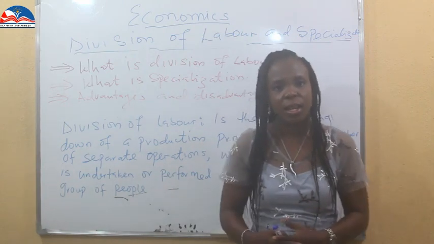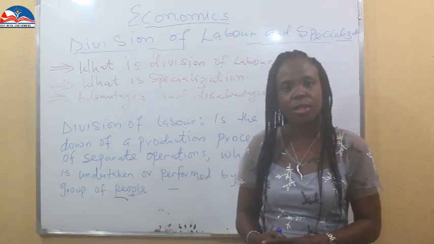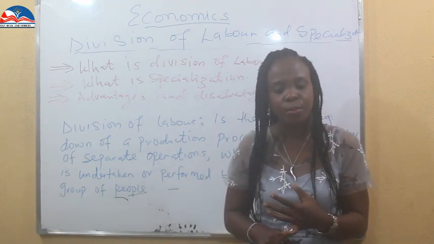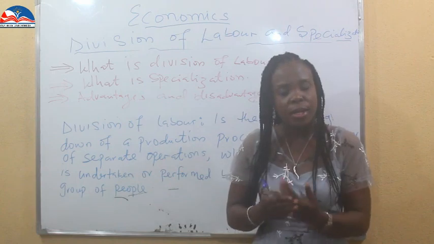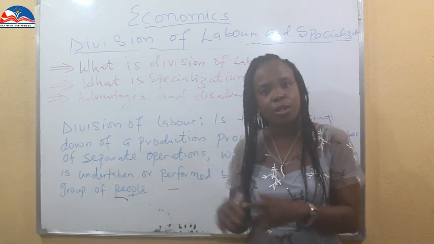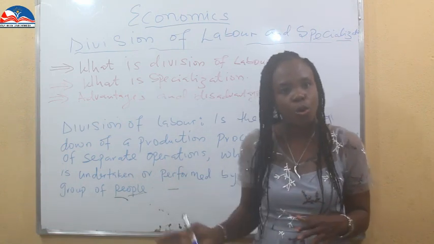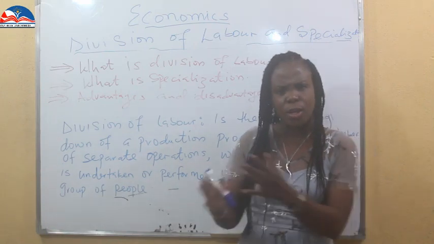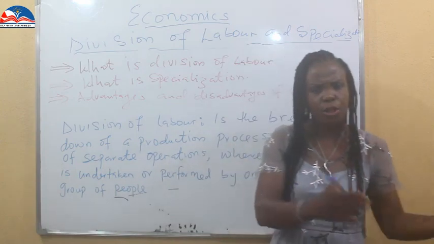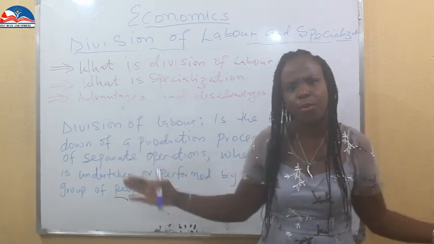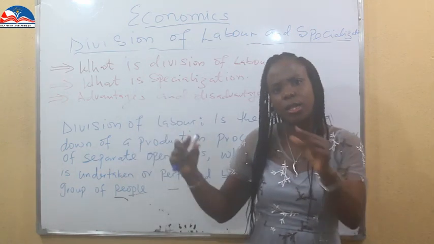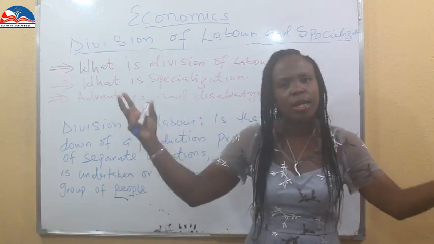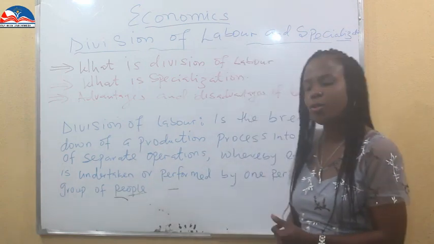Now let's take garri processing, for example. There are those who will bring it from the farm. There are those who will peel it. There are those who will take it to processing. There are those who will fry it. There are those who will market it. You see, division of labor. They have divided the labor into different units so that different persons or group of persons will undertake it. That's division of labor.